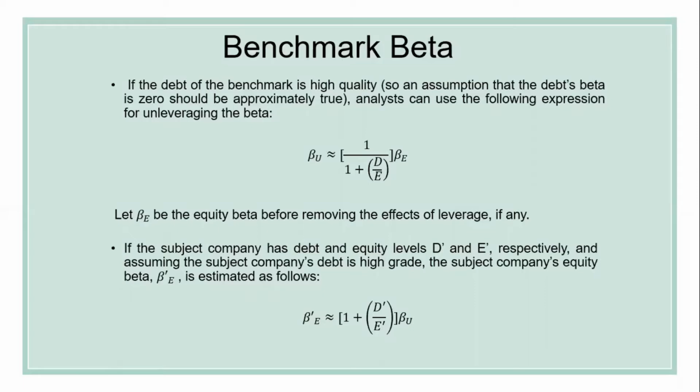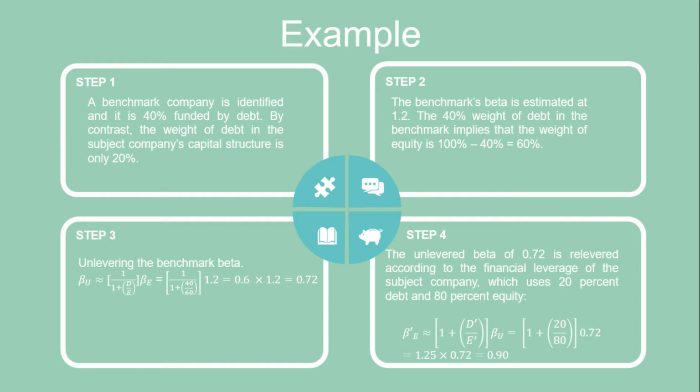On the other hand, if the subject company has debt and equity levels respectively, and assuming the subject company debt is high grade, the subject company equity beta is estimated as follows. Suppose that a benchmark company is identified and is 40% funded by debt. By construct, the weight of debt in the subject company capital structure is only 20%. The benchmark beta is estimated at 1.2.